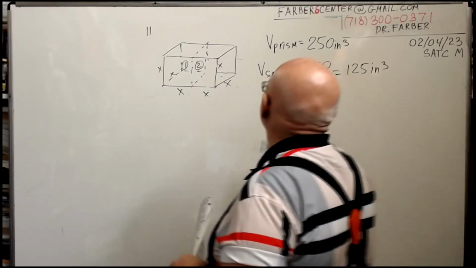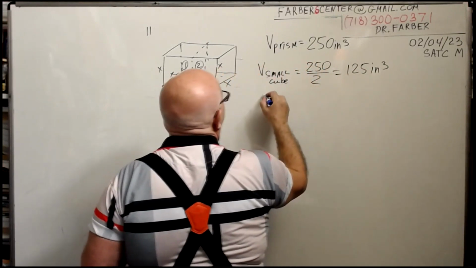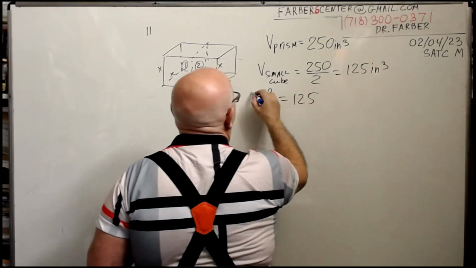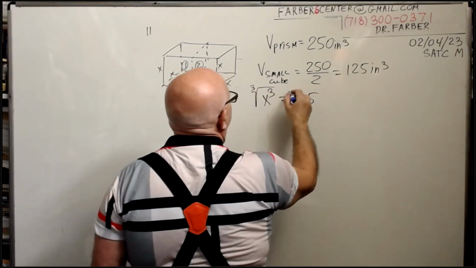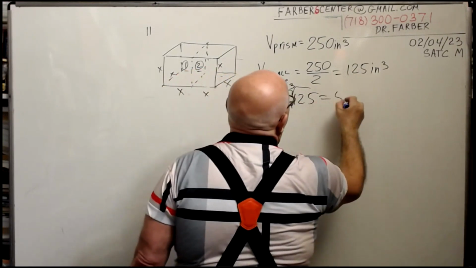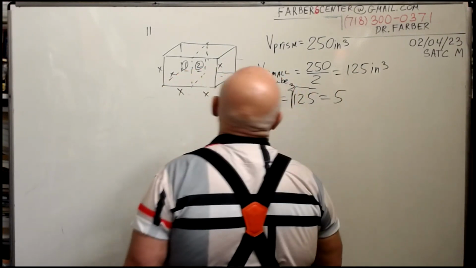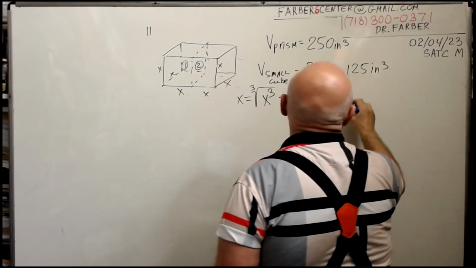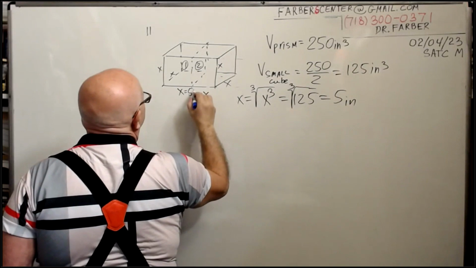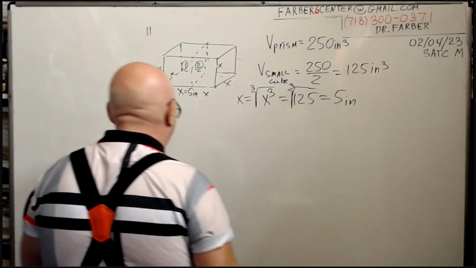On the other side, the volume of a small cube would be x to the third and equals 125. If you take the cube root from both sides, x equals 5. So we found this is 5 inches each. Now compare what they ask you to compare.